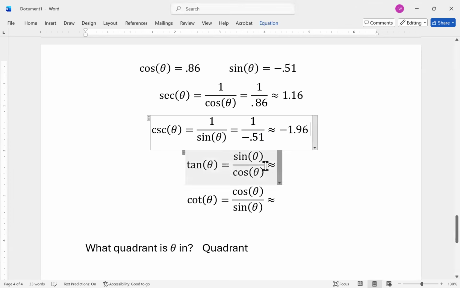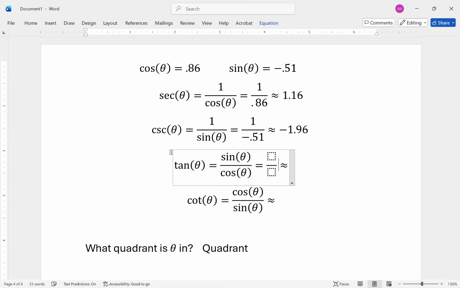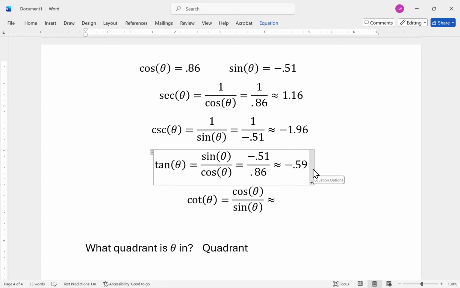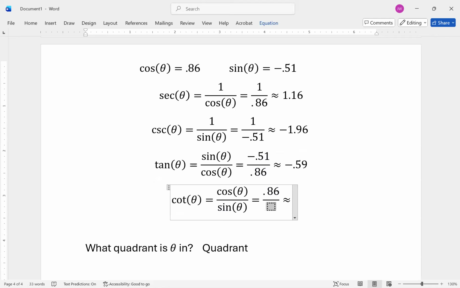When I go to find tangent, tangent is sine over cosine. So sine is a negative 0.51 over a cosine of 0.86. That is about negative 0.59. And then cotangent is the reciprocal of that, 0.86 divided by a negative 0.51. And that is approximately negative 1.69.